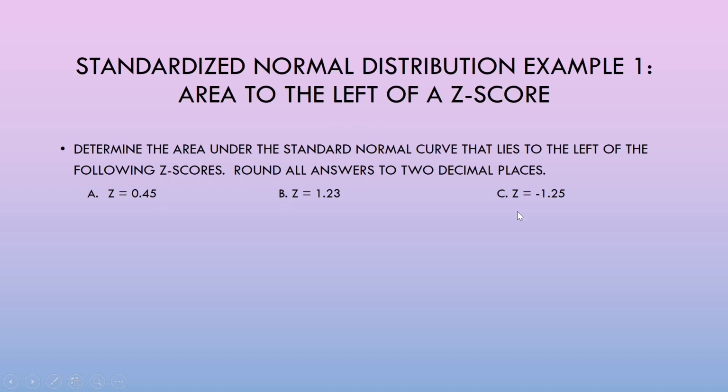So this represents three different problems that we need to do. Let's start out with problem A. So our z-score is 0.45, and we want to find the area to the left.